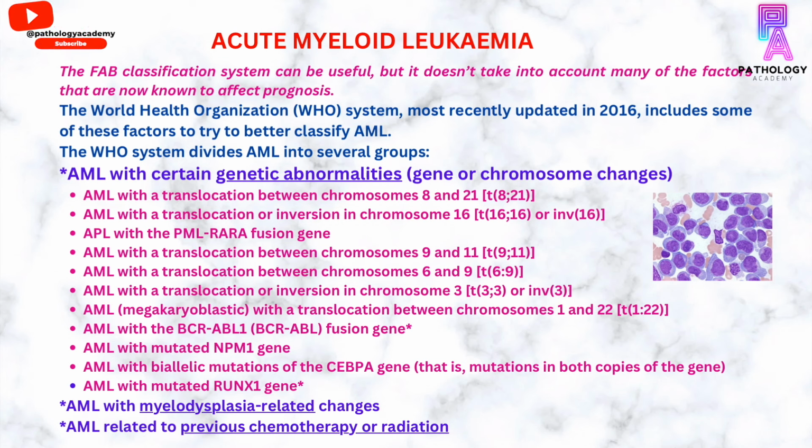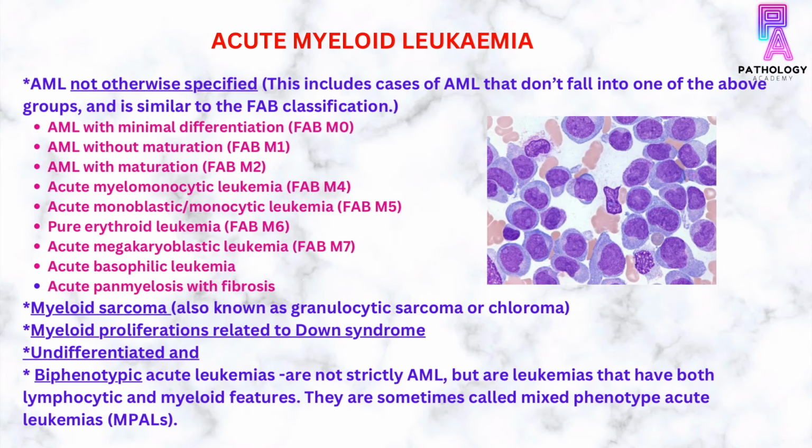This category includes cases of AML that don't fall into one of the above groups and is similar to the FAB classification, which means it includes FAB M0 to M7 along with acute basophilic leukemia and acute panmyelosis with fibrosis. Other classes by WHO are myeloid sarcoma, myeloid proliferations related to Down syndrome, undifferentiated and biphenotypic acute leukemias. The biphenotypic leukemias are not strictly AML but are leukemias that have both lymphocytic and myeloid features. They are sometimes called mixed phenotype acute leukemia.